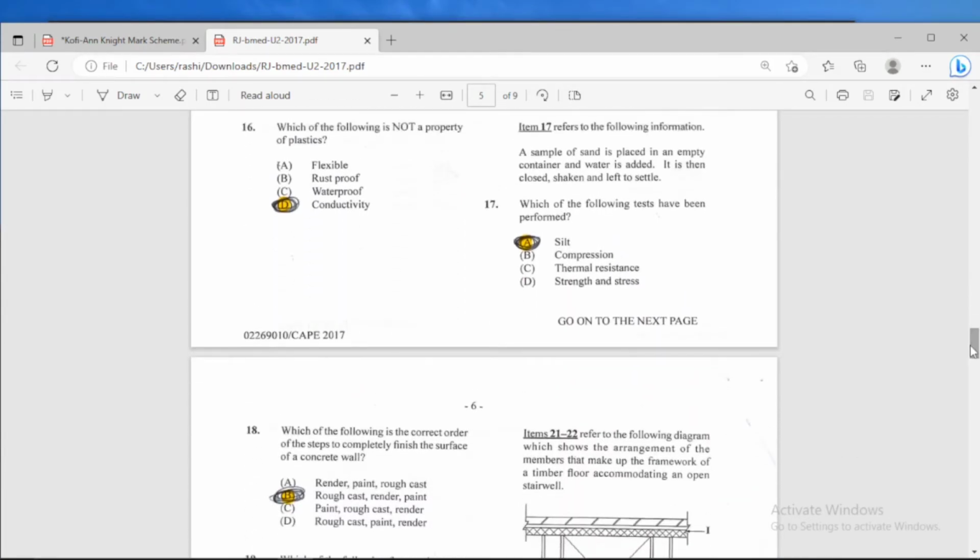Number 16 here says, which of the following is not a property of plastics? Is it flexible, rust-proof, waterproof, or conductivity? The answer here would be conductivity. Plastics are flexible, some plastics. Rust-proof, they are. Waterproof, yes they are. Conductivity, no, they don't conduct heat or electricity very well, so the answer would be conductivity.